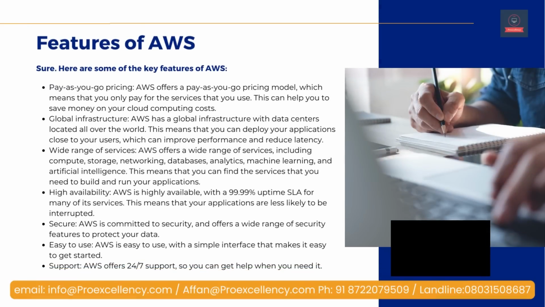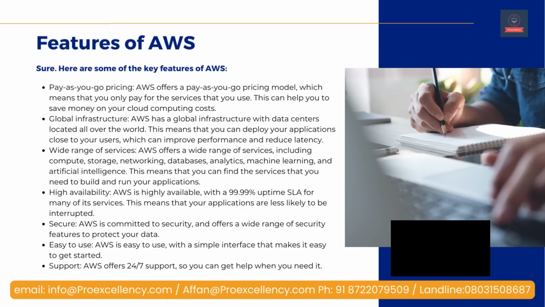Features of AWS. Here are some of the key features of AWS. Pay-as-you-go pricing. AWS offers a pay-as-you-go pricing model, which means that you only pay for the services that you use. This can help you to save money on your cloud computing costs. Global infrastructure. AWS has a global infrastructure with data centers located all over the world. This means that you can deploy your applications close to your users, which can improve performance and reduce latency.